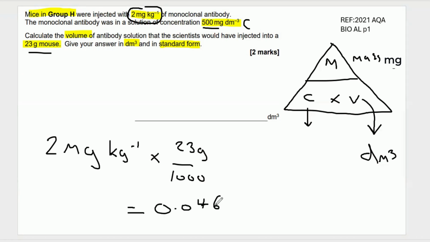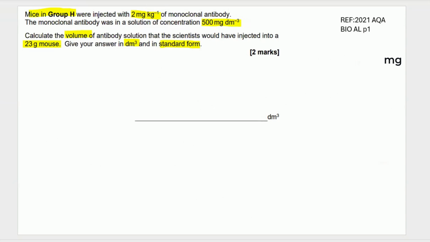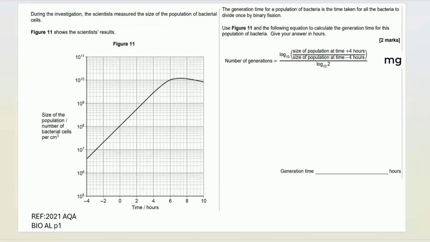So you might have got confused here and used 23 grams of mouse as the mass, but we're really looking at the mass of antibody that's being mixed in the solution. Now, we know the concentration of the solution is 500 milligrams per decimeter cubed. So all I've got to do now is take 0.046, as that is my mass, and divide that by my concentration C, which is 500. And that's going to give me 9.2 times 10 to the minus 5, and that is the volume that we need. And there we go, and it's in standard form. Lovely. Let's move on to the next question.